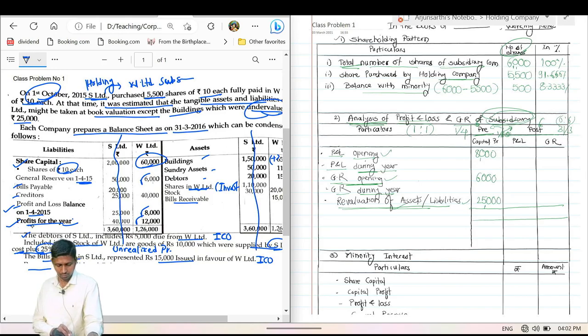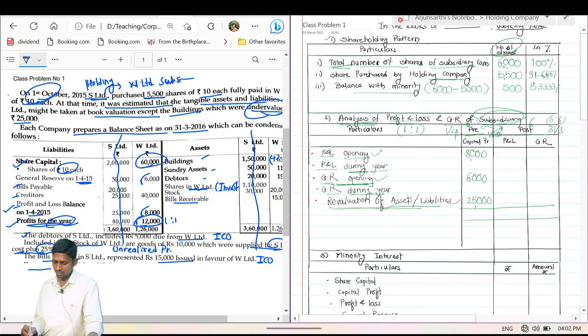Now the during year profit for the year is 12,000, ratio 1:1. That means 12,000 splits as 6,000 and 6,000. 6,000 in the pre and 6,000 in the post. We are writing this in the profit and loss column, 6,000. Then during year's general reserve. Do you have any information about during year's general reserve? We don't have that, therefore that will not come here. Over, then only this much. There is nothing else and nothing else will come.